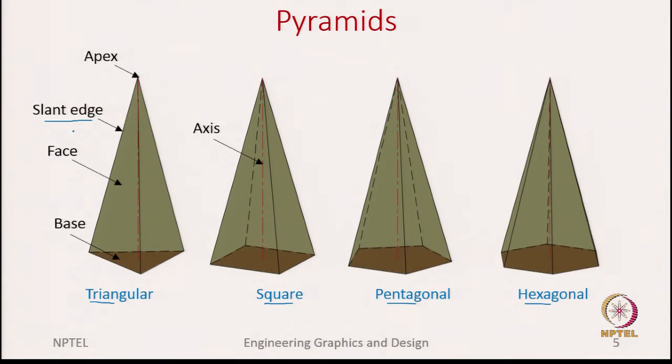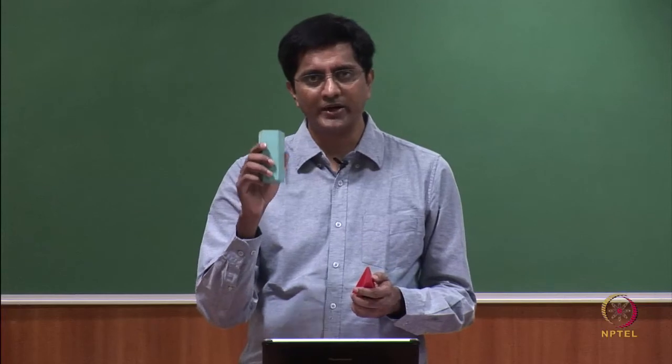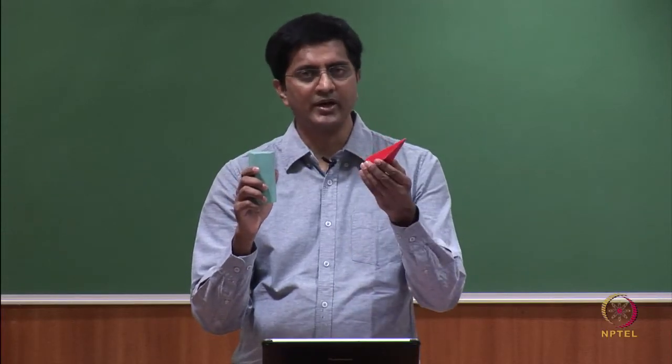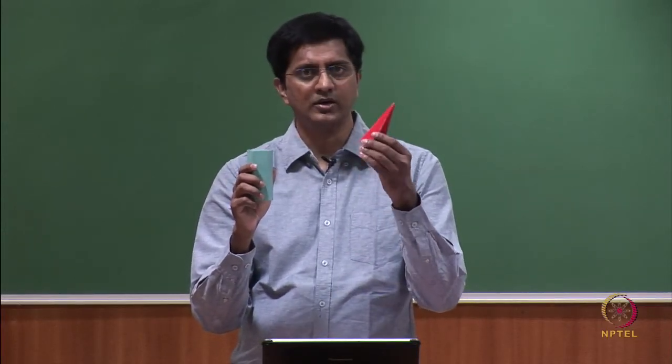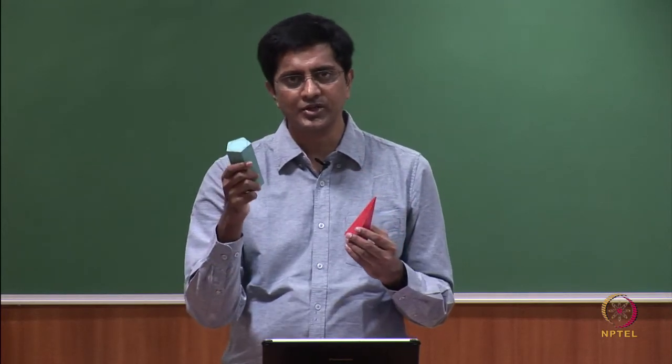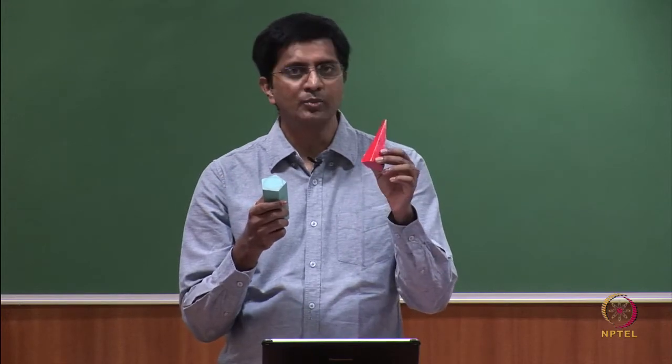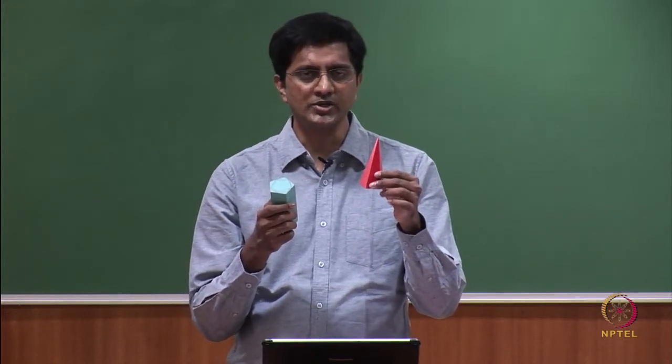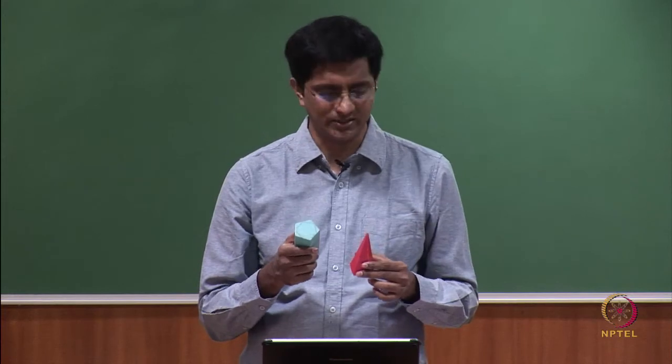Okay. To contrast, in my right hand I have a pentagonal prism, and in my left hand I have a pentagonal pyramid. The only difference is here the cross section remains constant, but in the pyramid the cross section decreases to a sharp point, which we call the apex.